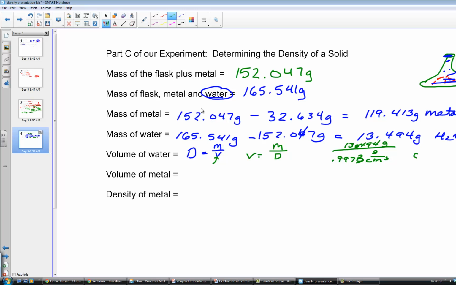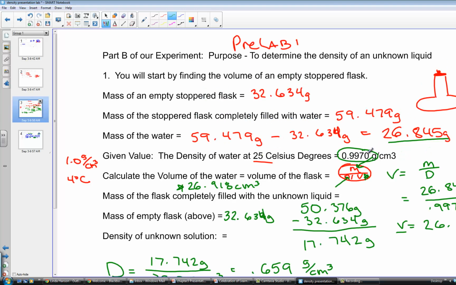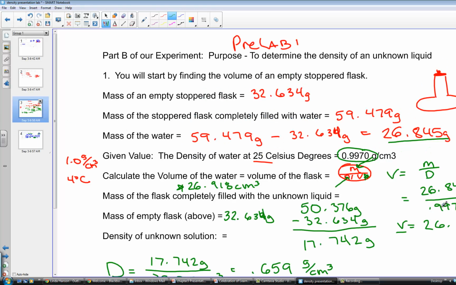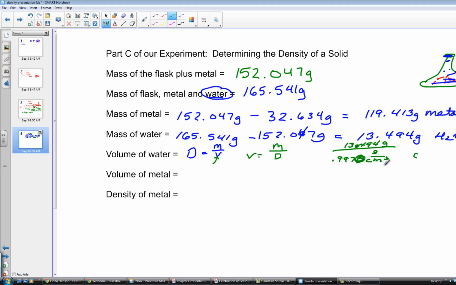Let me check that. 0.9970. I was wrong right here. Where did I make that mistake? Oh, I was right here. So I must have just misspoke when I said that. I was just checking my value. So I'm good. 0.9970. Sorry, I was just checking to make sure I didn't make a calculator mistake. 13.531 cubic centimeters is the volume of the water.